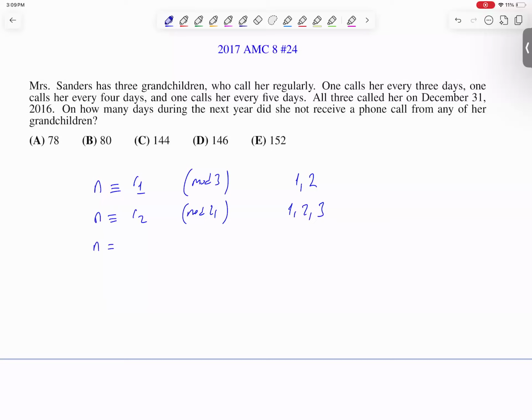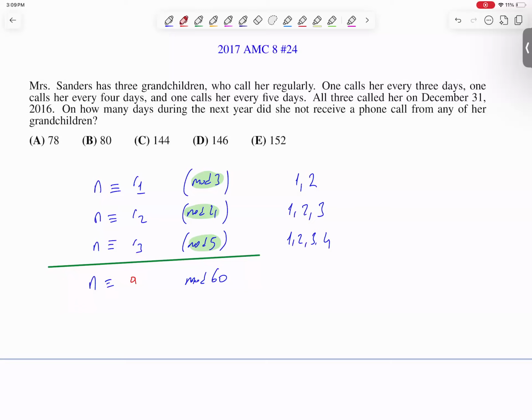And n, the day, is congruent to r3, some remainder, mod 5. Not a multiple of 5. r3 is either 1 or 2 or 3 or 4, not 0. The Chinese remainder theorem says that since these moduli are relatively prime, they don't share a common prime factor, we have a unique solution for n mod the product of the moduli, which is 3 times 4 times 5 equals 60. In mod 60, we have a unique solution. The Chinese remainder theorem guarantees that. Let's say that solution is some A.